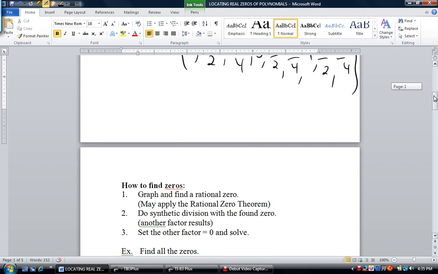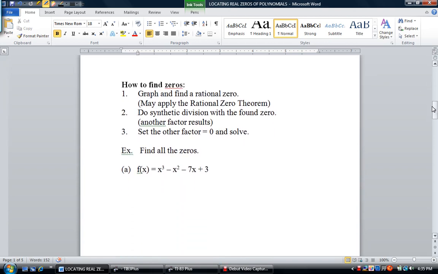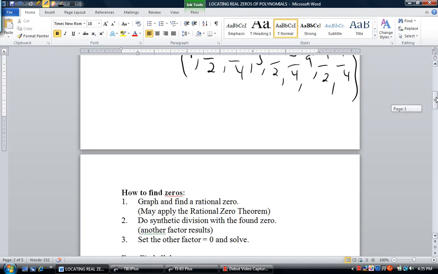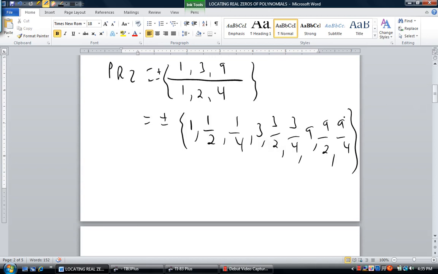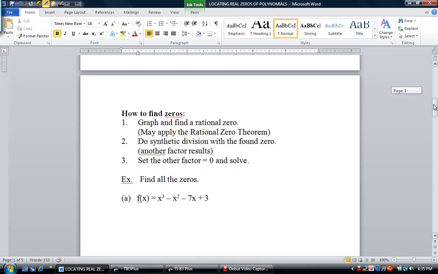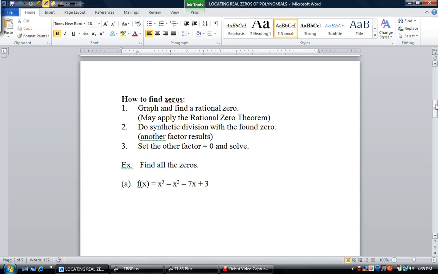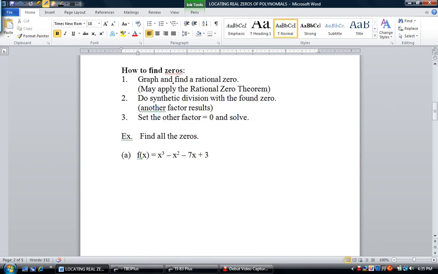What we're actually going to do is learn how to find all the zeros. So this is a process that I use. Like I said, before the graphing calculator, I had to do this and then test each one of these until I found numbers that gave me a 0. And I'll show what I'm talking about in just a second. Now we don't have to do that. Now we can just graph and find a rational zero. We need at least one rational zero. You could use the rational zeros theorem if you want to, but it's not necessary anymore.